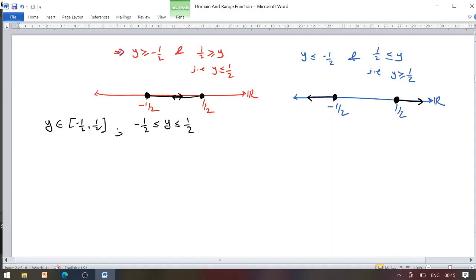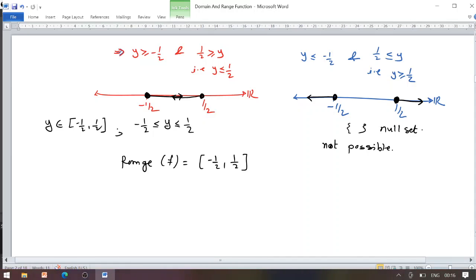So if we are considering the intersecting part of both intervals, it should be the null set or an empty set. So the second case is not possible, because there is no common part between the given intervals. So ultimately the condition on y becomes: y is greater than or equal to minus half and simultaneously less than or equal to half, means y belongs to the closed interval minus half to half. So the range of the given function becomes the closed interval minus half to half.